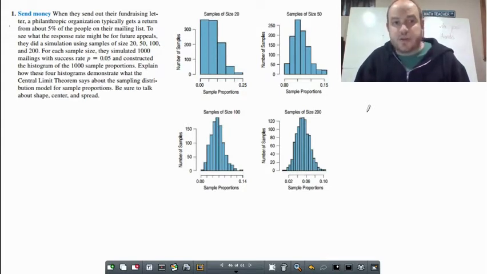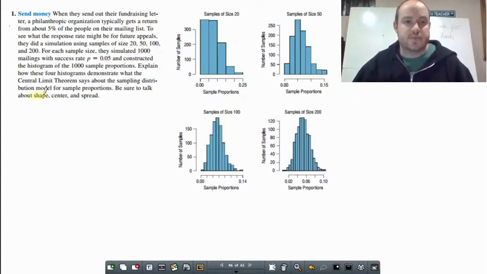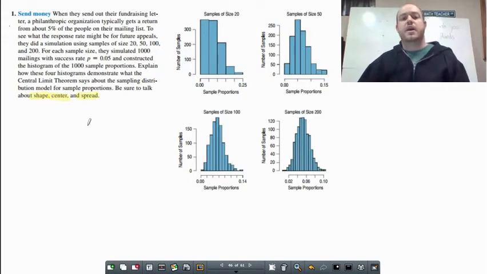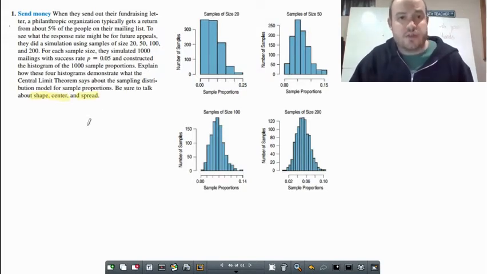Explain how these 4 histograms demonstrate what the central limit theorem says about the sampling distribution model for the sample proportions. Be sure to talk about shape, center, and spread. Shape, center, and spread. So don't let all this mumbo jumbo get in the way. Let's go through and see what's actually important here, okay?